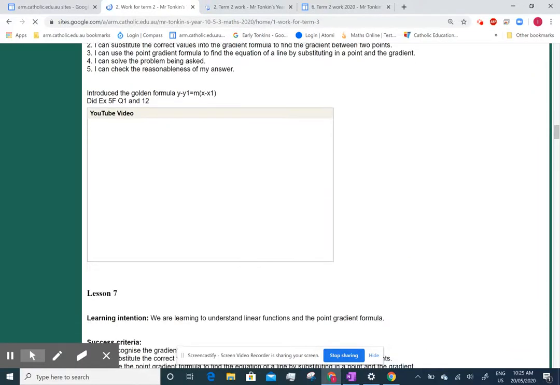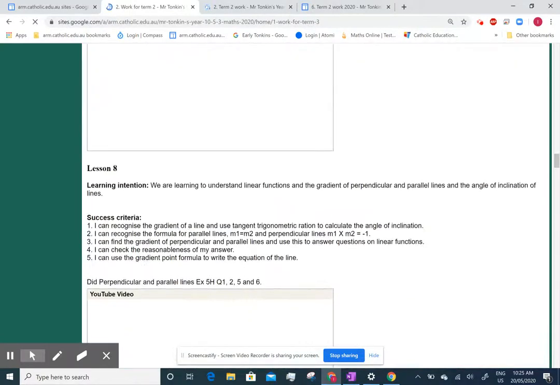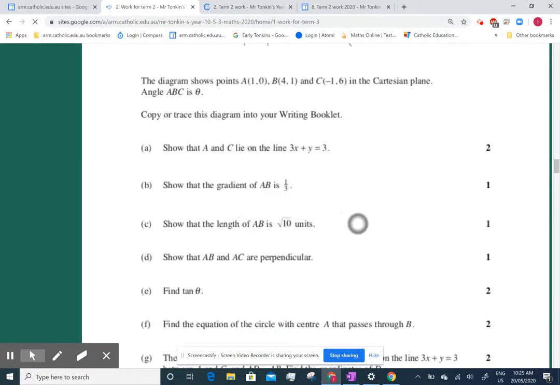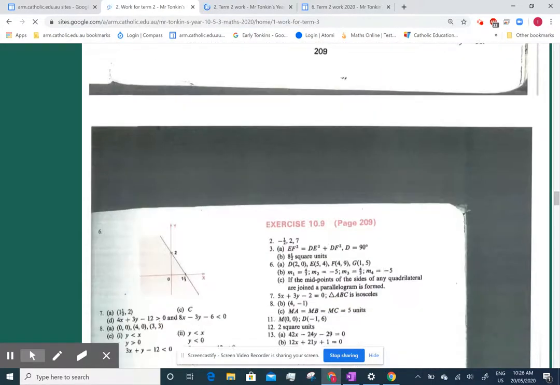If we go down here, we're still doing linear. Gradient, HSC, come on, more HSC.